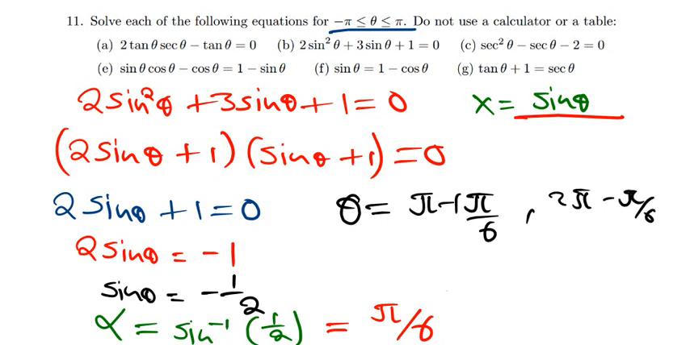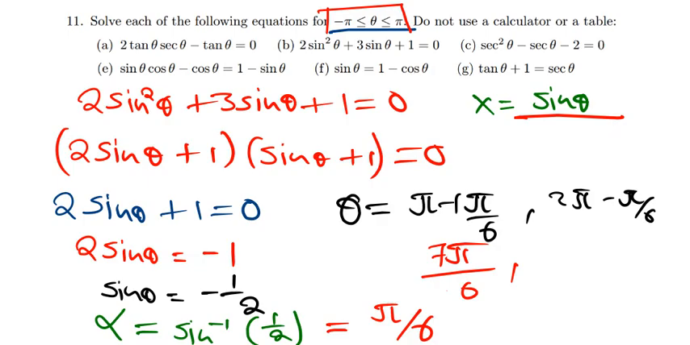Okay, so the common denominator there is of course 6. 6 times pi is 6 pi, plus pi gives 7 pi over 6. The other one, now this is where I'm getting lost. I'm forgetting about that very fact there.